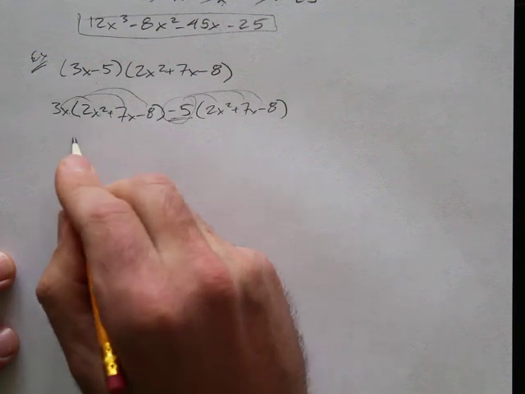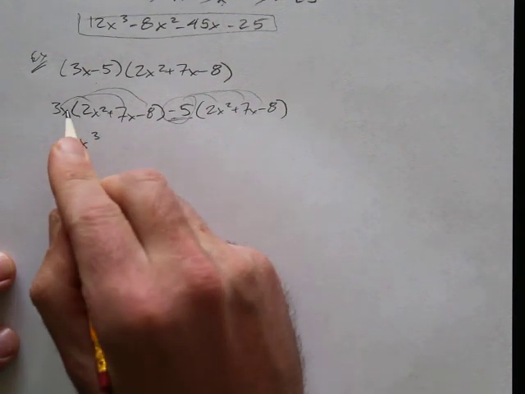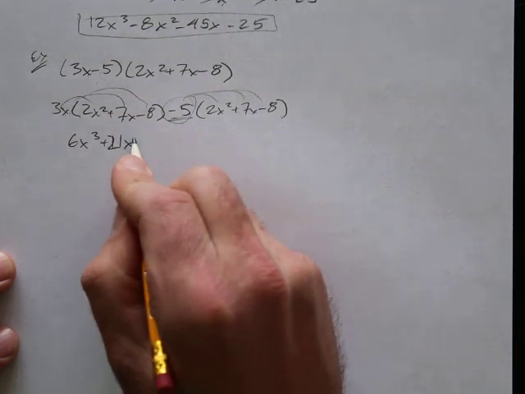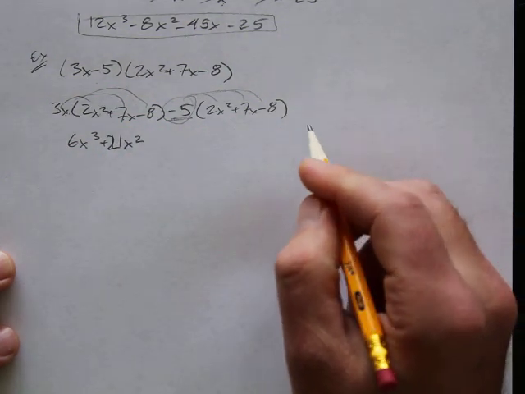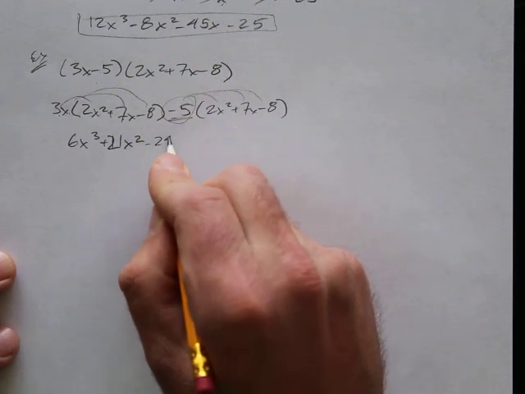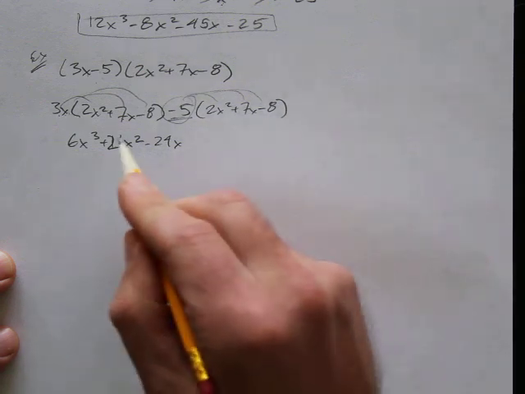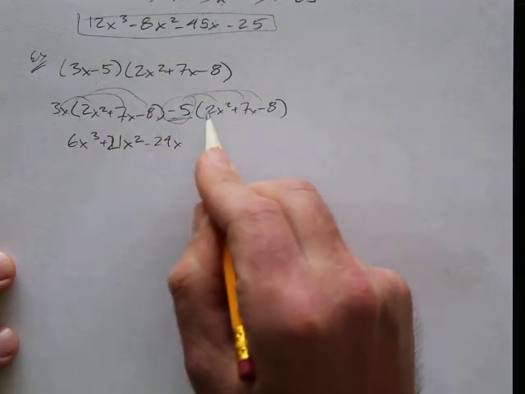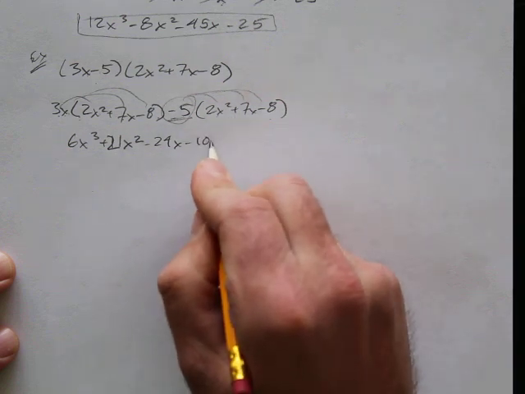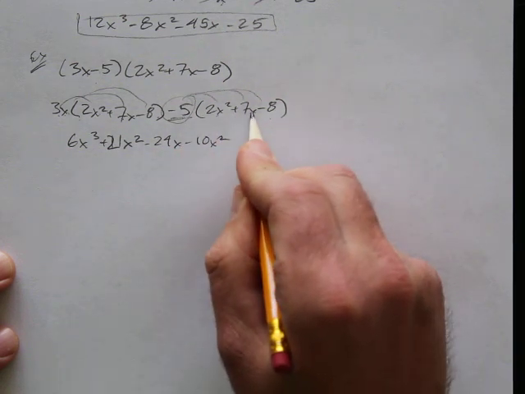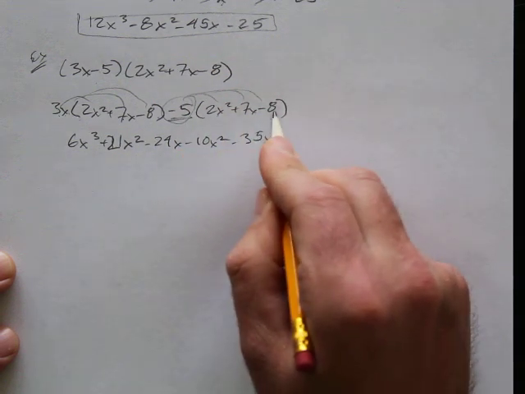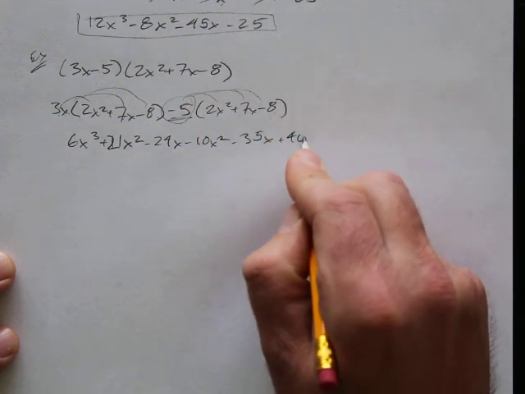3x times 2x squared is 6x cubed. 3x times 7x is 21x squared. Remember the squared that time. Negative 8 times 3x is negative 24x. All right, now we're done with this guy, and let's look at this one. Negative 5 times 2x squared is negative 10x squared. Negative 5 times 7x is negative 35x. Negative 5 times negative 8 is positive 40.